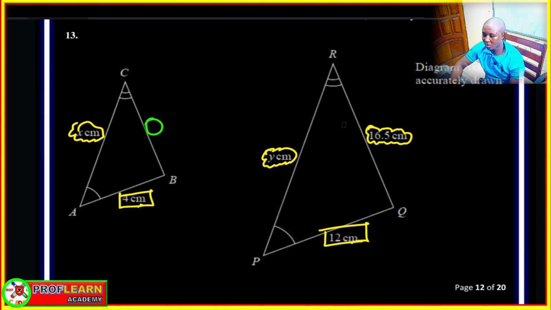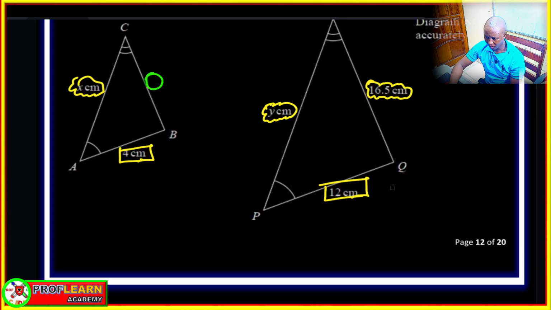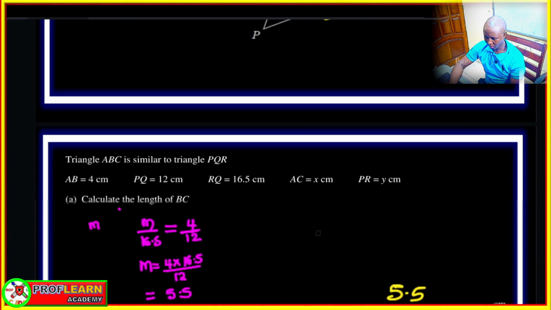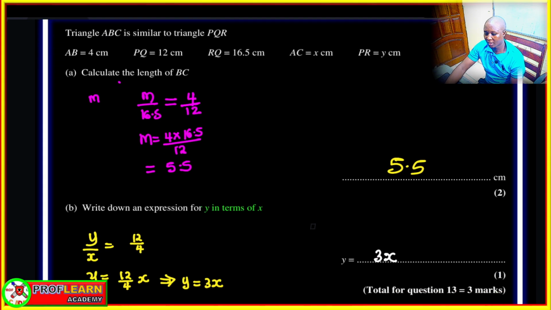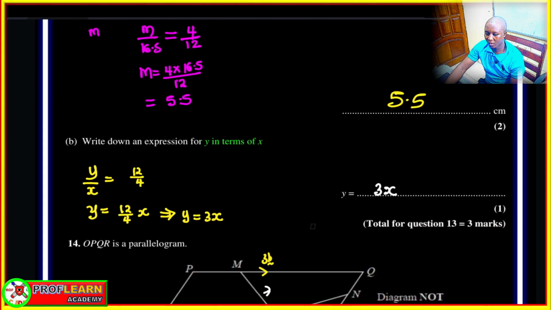Then you can see we are going to say BC over RQ, because these two sides are corresponding, should be equal to 4 over 12. So if you work it out, you can see that's exactly what you'll have.